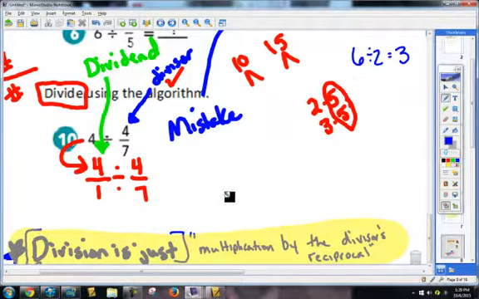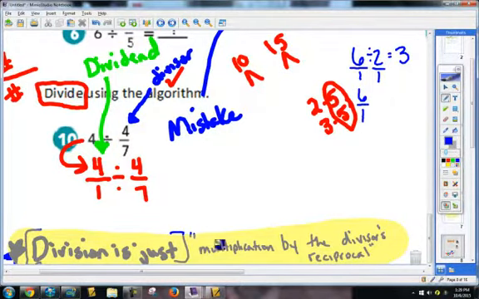But let's follow the algorithm that I just showed you. Division is just multiplication by the divisor's reciprocal. So up here, I've got to put them both in fraction form. So over 1 over 1. And then I've got to say 6 over 1.